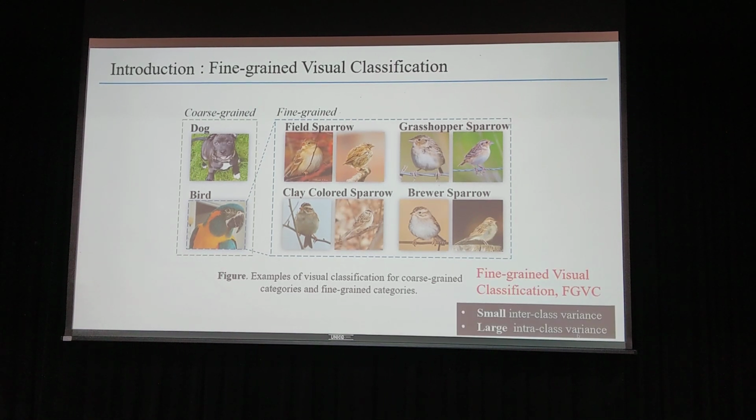Fine-grained visual classification, abbreviated as FGVC, features small inter-class variance and large intra-class variance, which is the complete opposite of coarse-grained. Let's look at these four bird species: the fair sparrow, grasshopper sparrow, clay-colored sparrow, and blue sparrow. To me, they all look the same. This is what we call a fine-grained visual classification task. It's a difficult task.